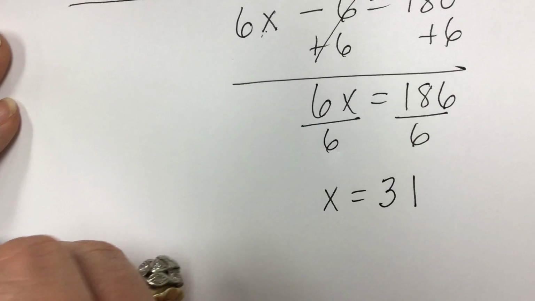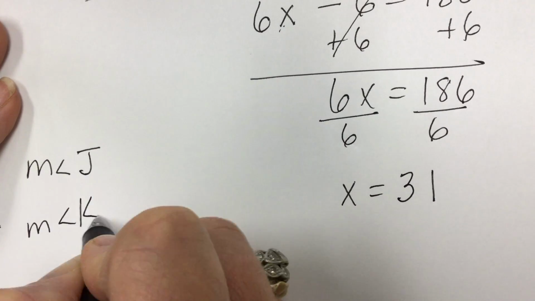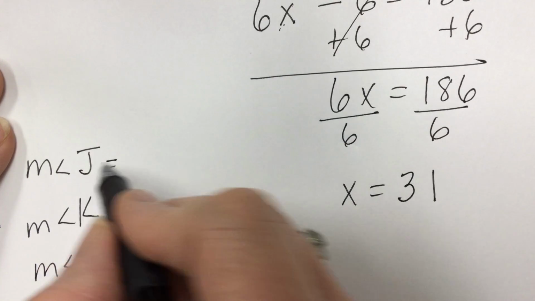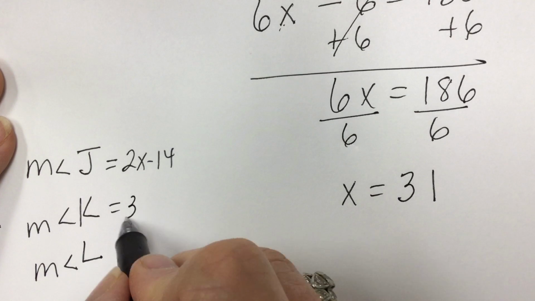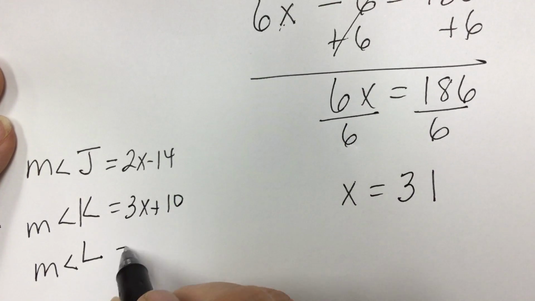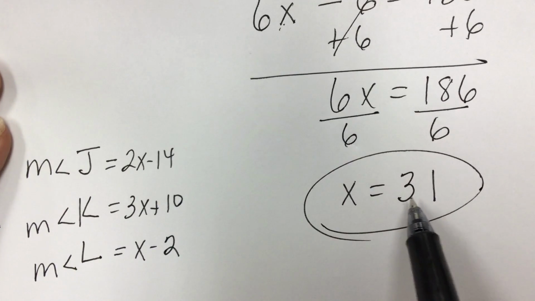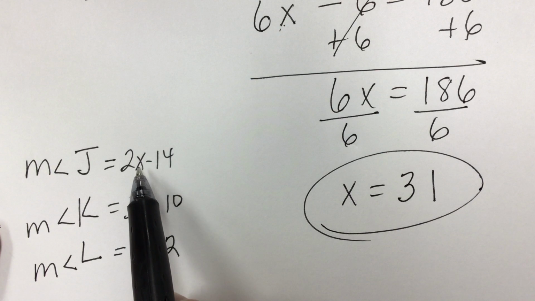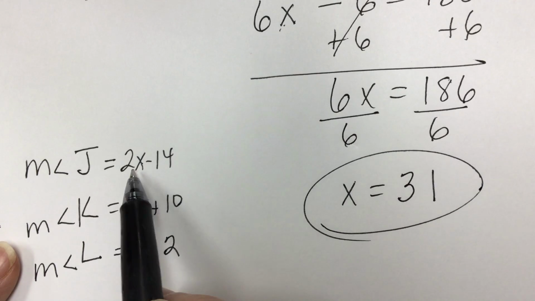Now we have been asked to find the measure of angle J, the measure of angle K, and the measure of angle L. Angle J's measure was 2x minus 14, K's was 3x plus 10, and L's was x minus 2. Now that we know the value of x, we will substitute in 31 for x in each one of these algebraic expressions to find the exact degree value. So let's plug in 31 here.